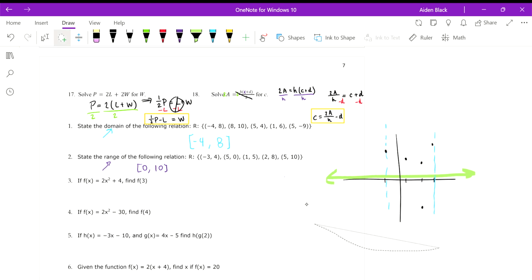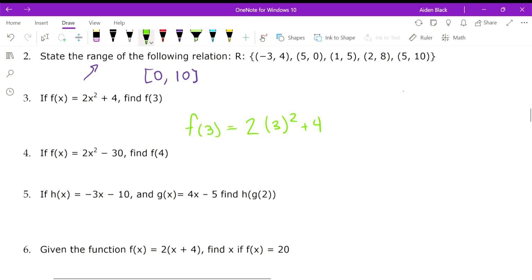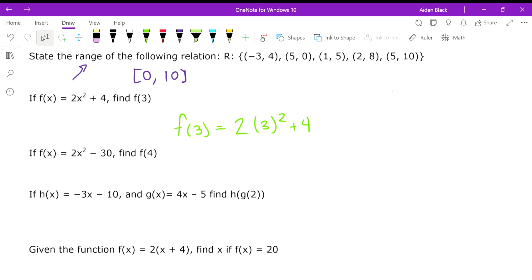Let's erase this real quick and look at these questions. So the function given is f of x is equal to 2x squared plus 4, and it's asking us to find f of 3. That just means we're plugging in 3 for x. So f of 3 is equal to 2 times 3 squared plus 4. This is essentially like the first page of your final review. You just plug in the values.